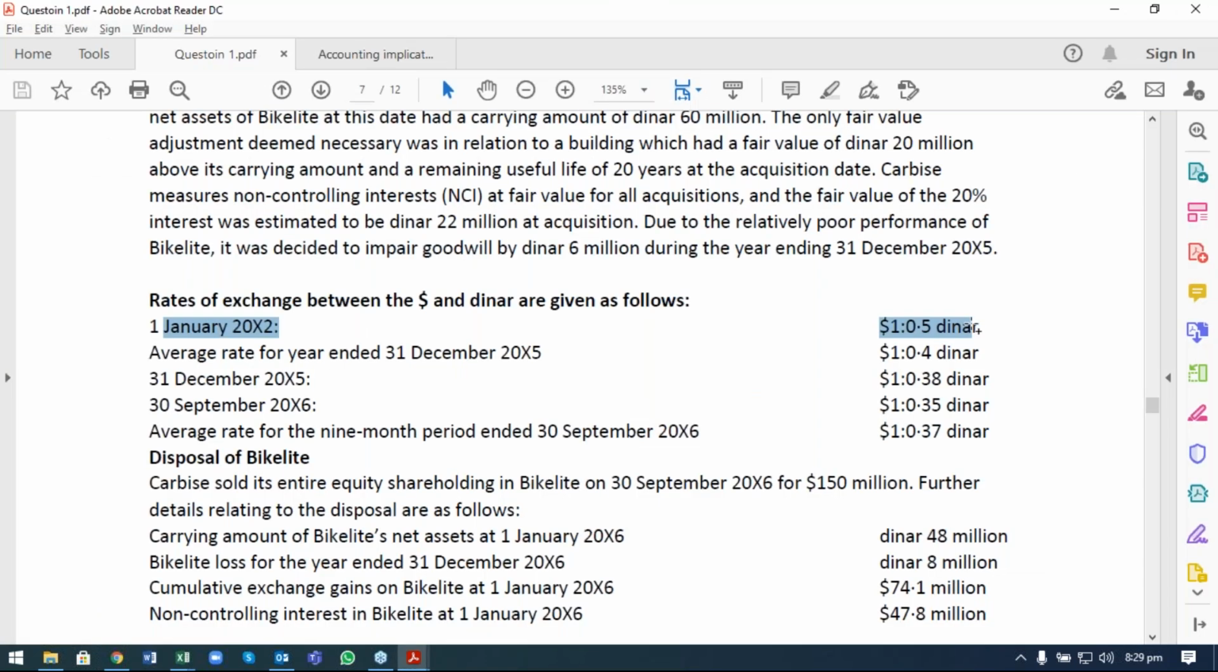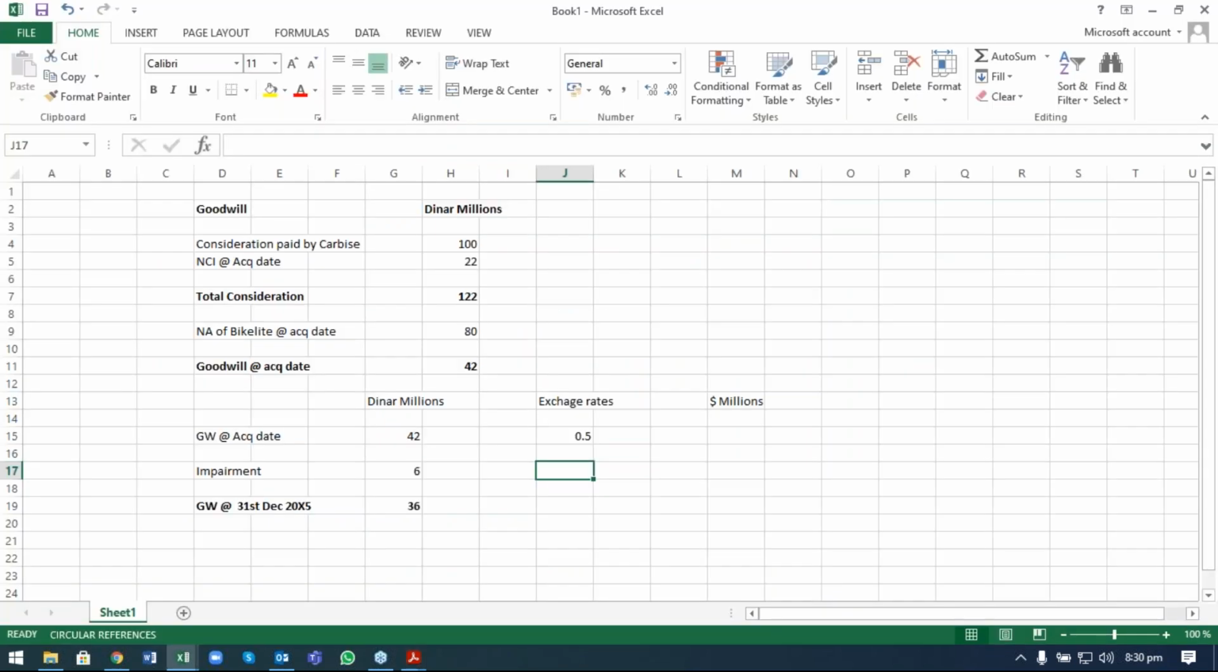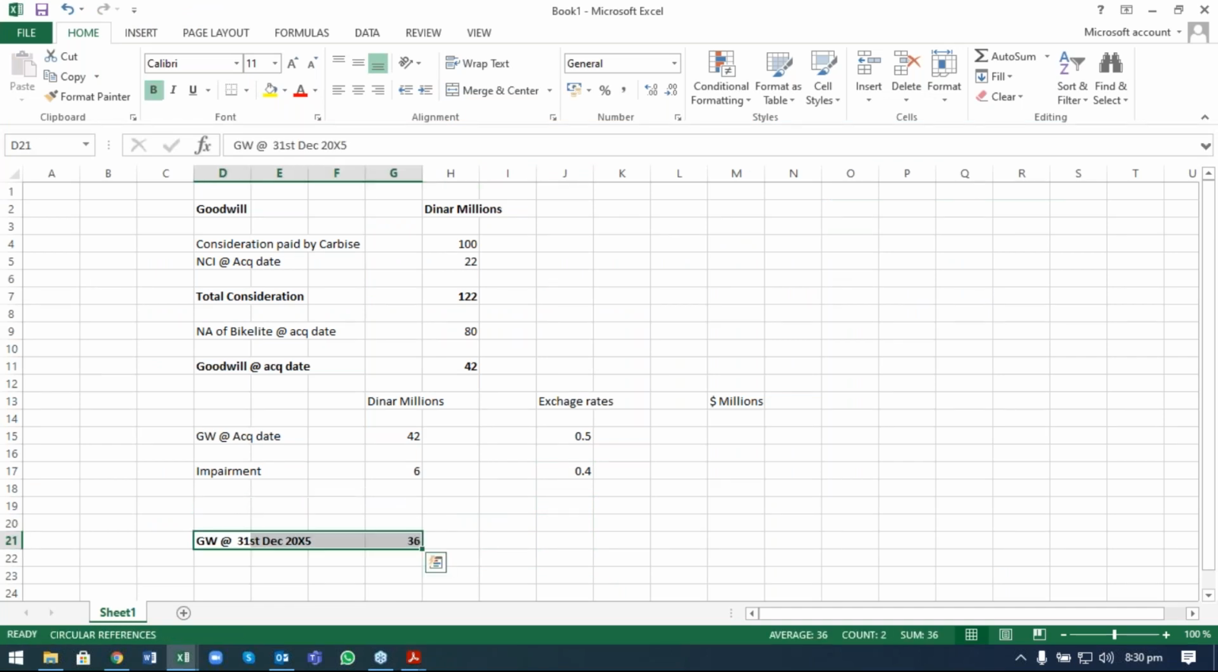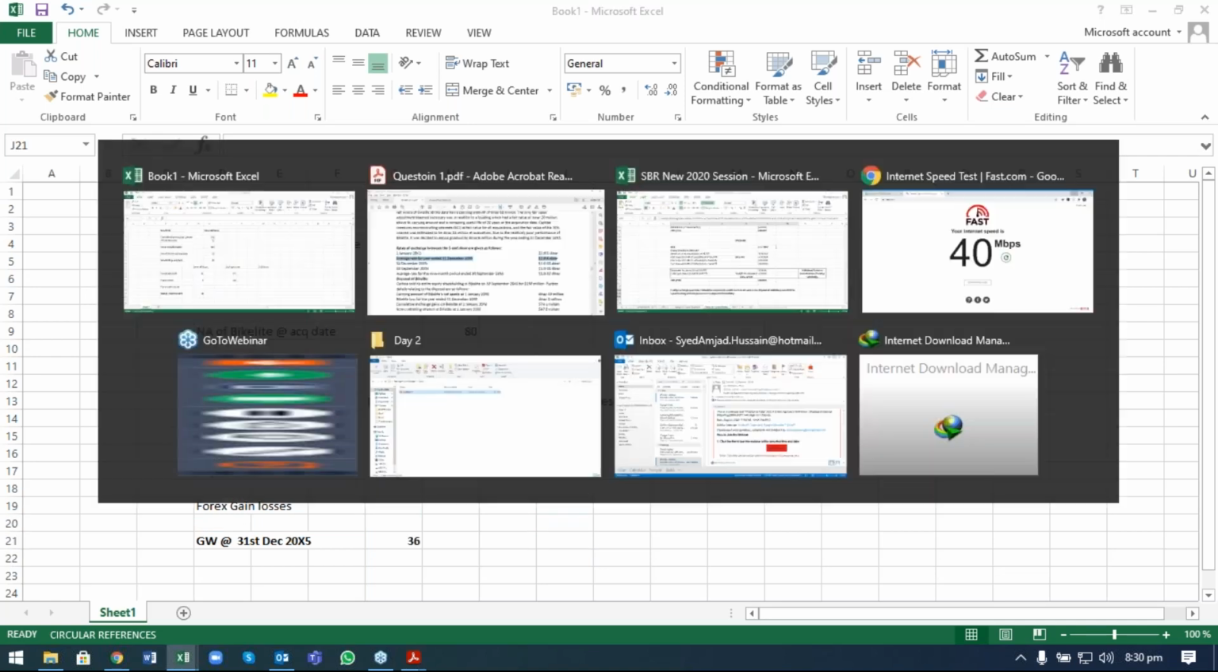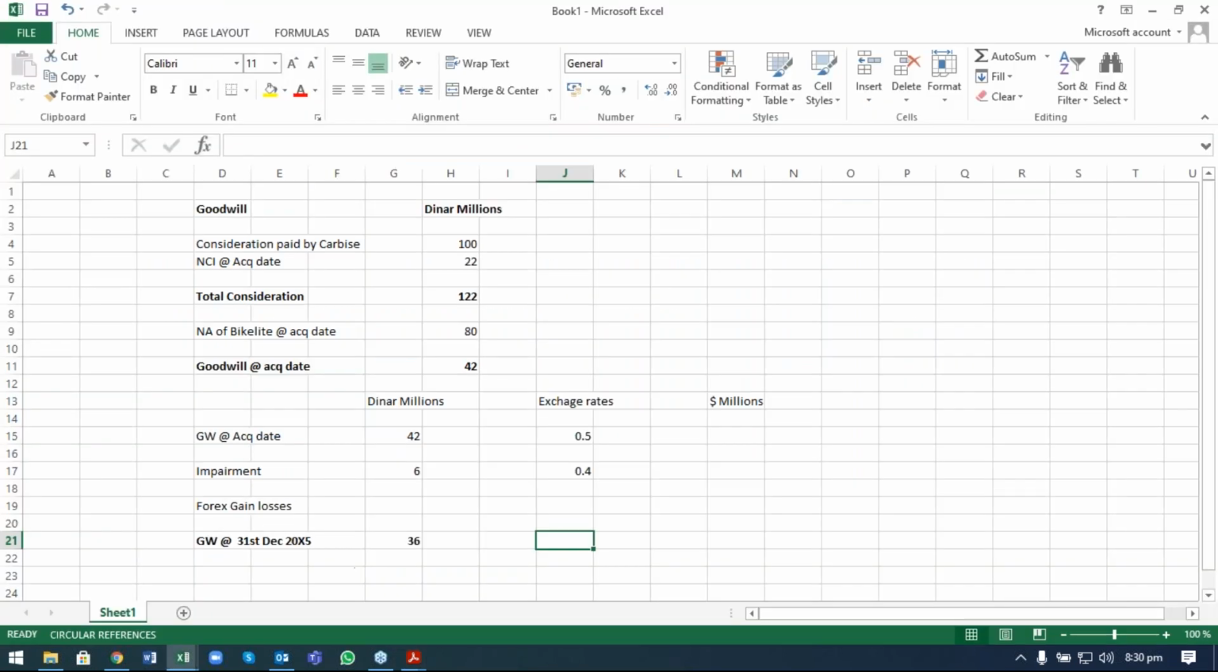It means if the dollar is the bigger amount, then I would be creating 0.5 as the exchange rate. For impairment, you need to calculate the average rate for the year ended 31st December. You can see the rate was always given, just 0.4, and I need to move it a bit down so that again for exchange differences, I would name it as forex gain losses. This is 0.4 million. And what about the 31st December exchange rate? It's 0.38.